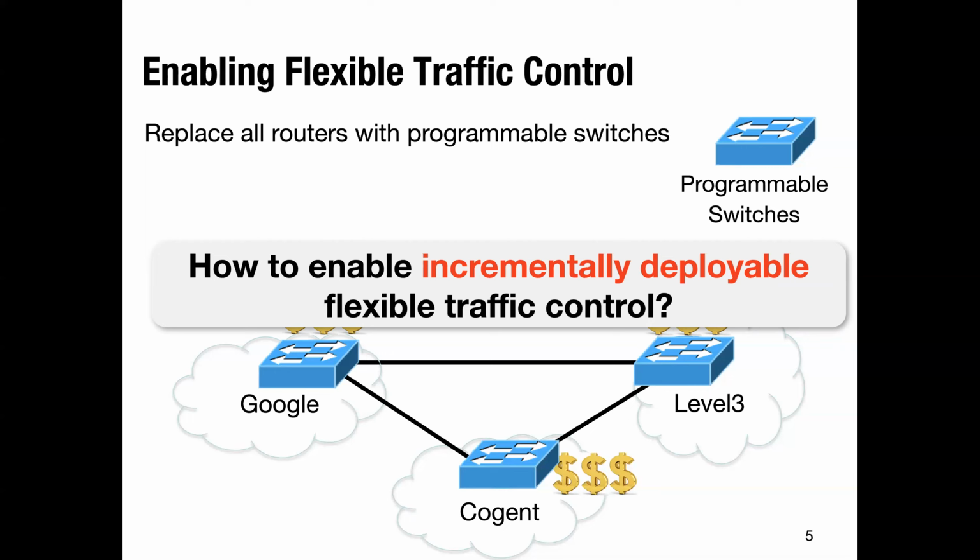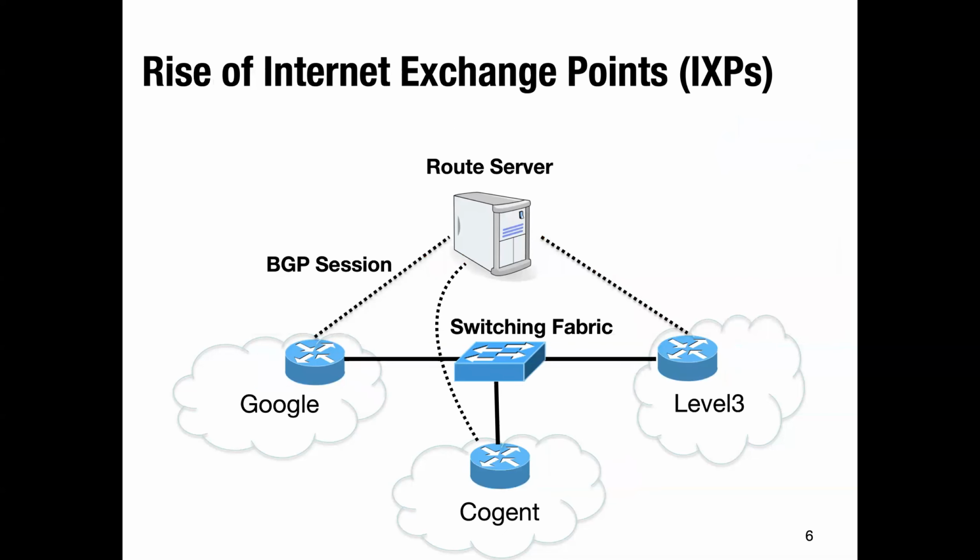You don't really want to start with an argument that, okay, you have already invested billions of dollars in these devices, now just replace them so that you can enable this type of flexibility, right? So the question was, how can we enable this flexible traffic control in an incrementally deployable manner, right? Something which is incremental, does not require a radical change, and it is still deployable and has a huge impact. So that's where the internet exchange points came into the picture. And I'm talking about 2012, 2013. This was a time when internet exchange points were gaining a lot of traction across the globe, right?